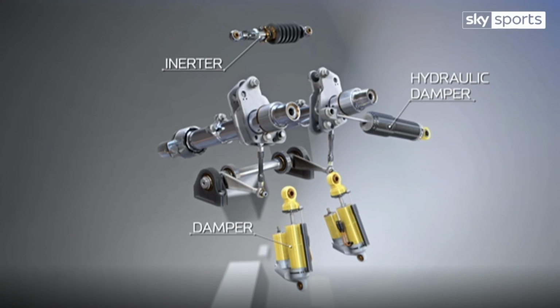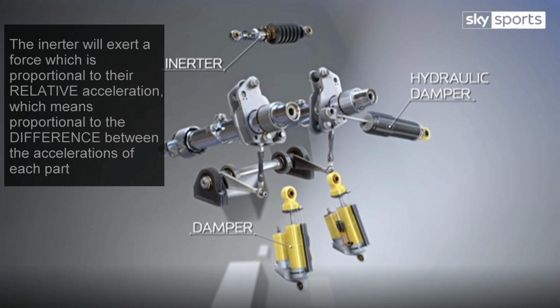Then it is clear that the two parts of the suspension can move independently of one another, and the inerter will exert a force which is proportional to their relative acceleration, which means proportional to the difference between the acceleration of each part. In simpler terms, the inerter reacts to suspension movements by resisting how that movement accelerates.